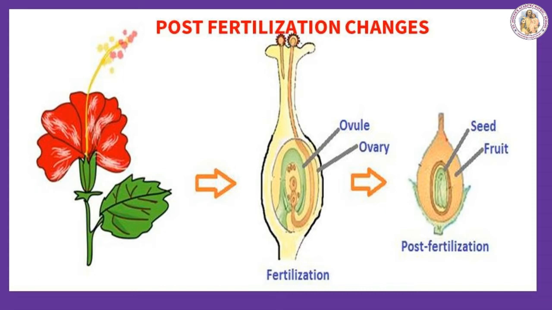Post-fertilization changes. The ovule develops into the seed, isn't it? The integuments of the ovule develop into the seed coat, the upper layer of the seed. The ovary enlarges and develops into the fruit. The fruit contains the future plant, which develops into a seedling under appropriate conditions.